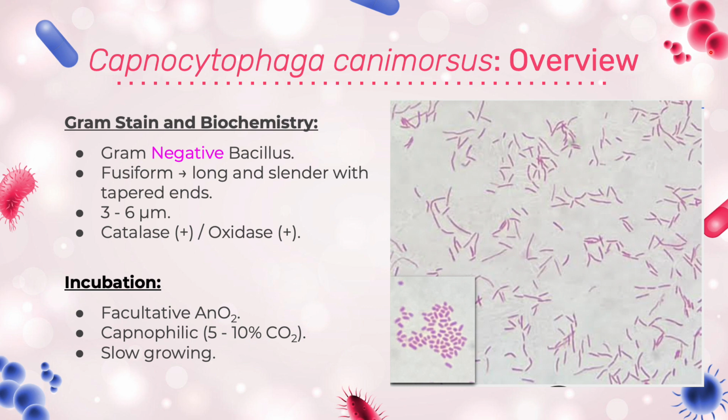While this organism is a facultative anaerobe, it does have a documented preference for high levels of carbon dioxide. In fact, it likes much higher than most bugs, with a requirement of about 5 to 10%, leaning more towards that 10%, and so we term this capnophilic.